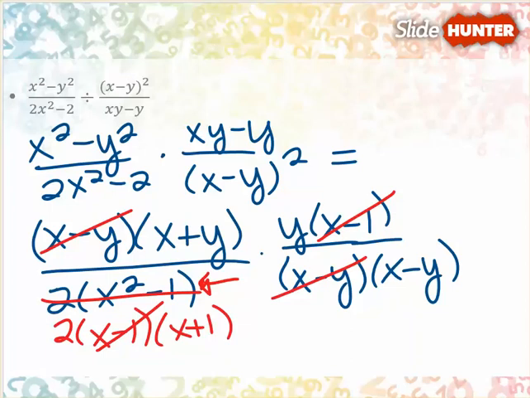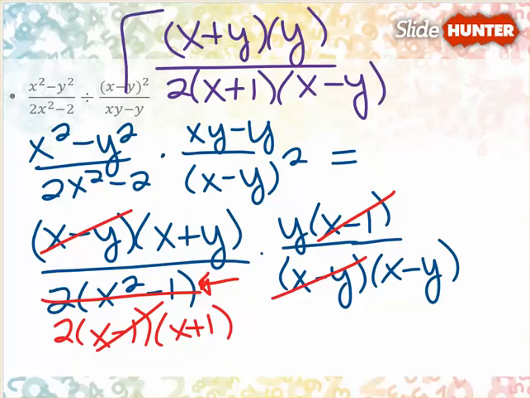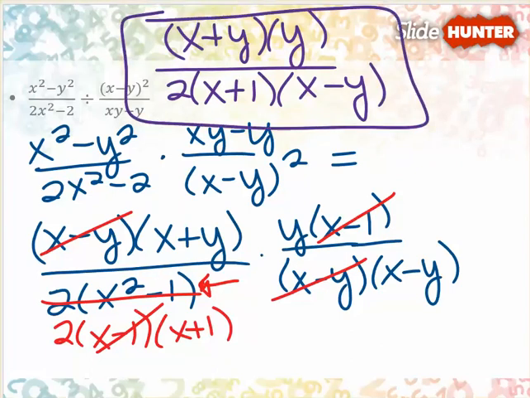So on the top, we have x plus y times y, divided by, on the bottom, I have 2 x plus 1 times x minus y. And that is our solution to our division problem.